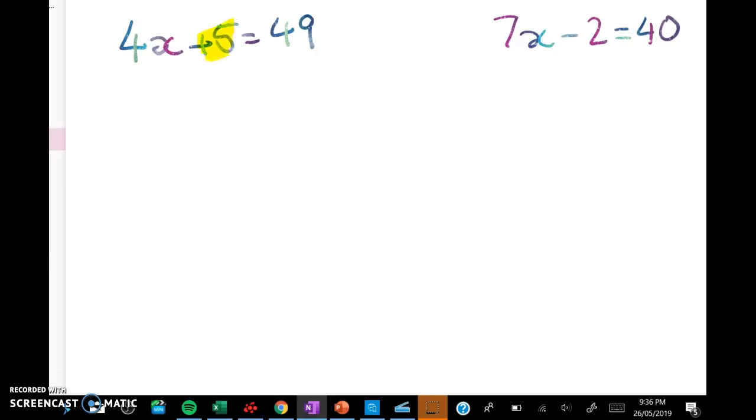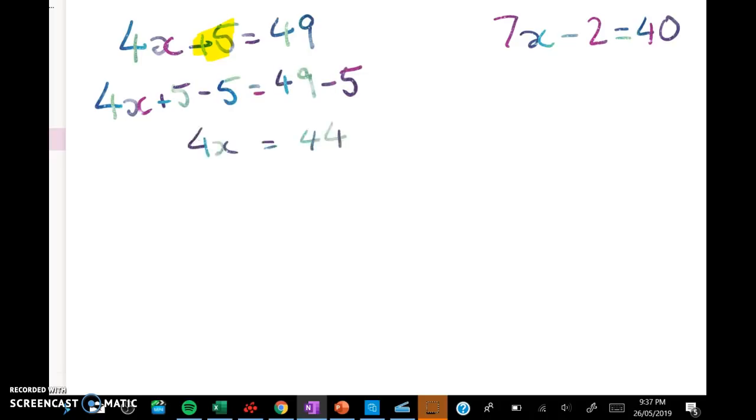Okay, so the last thing that happened here is I've got a 5 added. The opposite of addition, or the inverse, is subtraction. So we're going to start by subtracting 5 from both sides. So that gives me 4x is equal to 44. Now, 4 times a number is 44. I'm going to divide both sides by 4, and I'm going to write down x is equal to 11. Okay, so that's the solution to that equation.